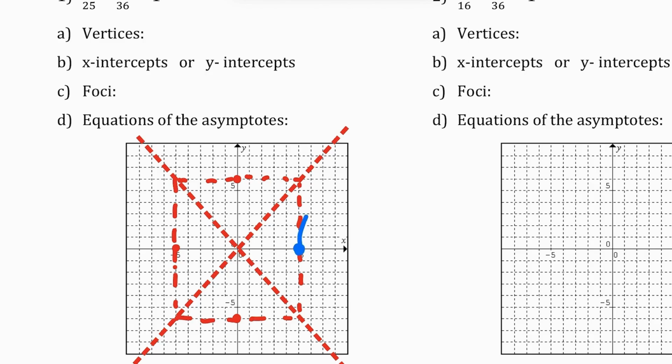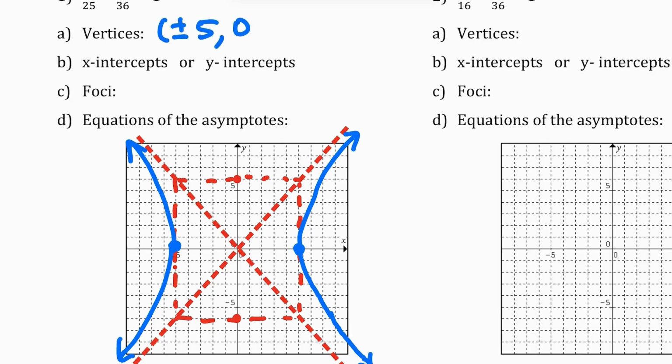So my hyperbolas are going to be here and here. Those 2 points are going to be my vertices. It's going to be at 5, 0 and negative 5, 0. Or I can write it as plus or minus 5, 0. Now, part B is asking, are those x-intercepts or y-intercepts? Well, those were x-intercepts because x started the hyperbola equation.